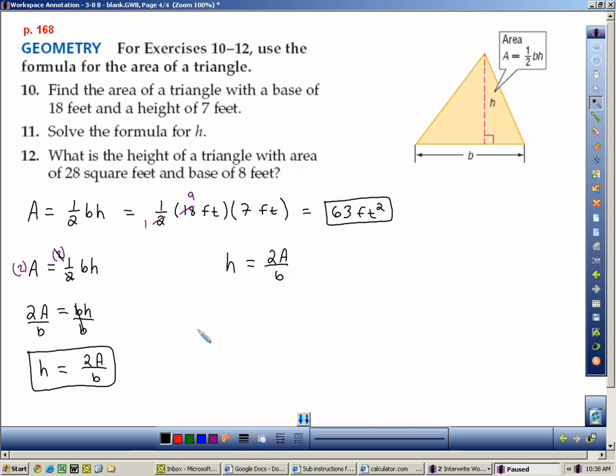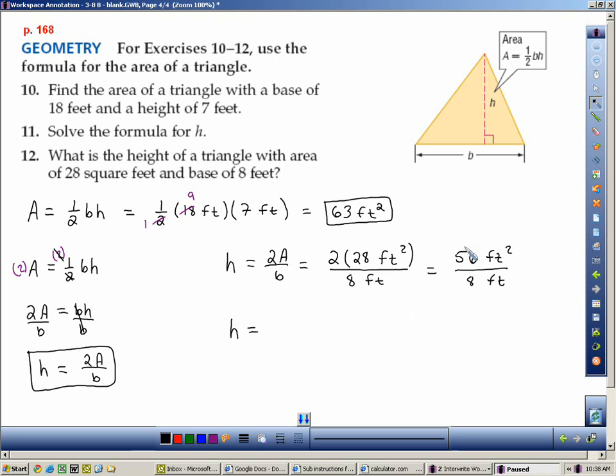I'm told the area is 28 square feet. I'm going to use dimensional analysis here. And so for area, I'll not only put 28, but I'm going to put feet squared. You'll see how we deal with that in a minute. And divide it by the b, the base. We're told the base is 8 feet. Again, with dimensional analysis, I'm going to include feet. 28 times 2 is 56 feet squared over 8 feet.